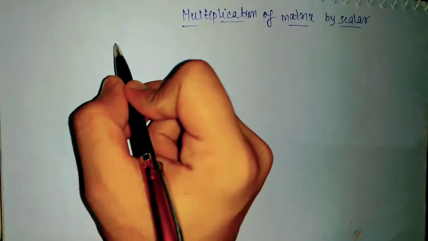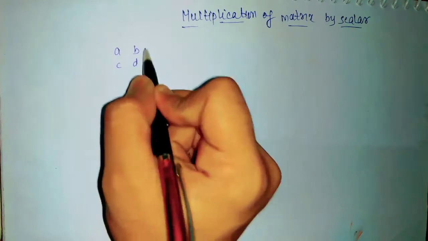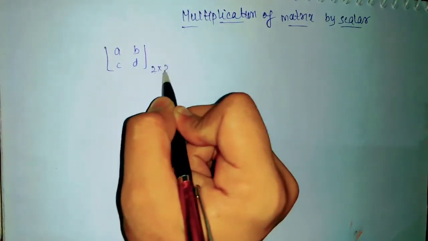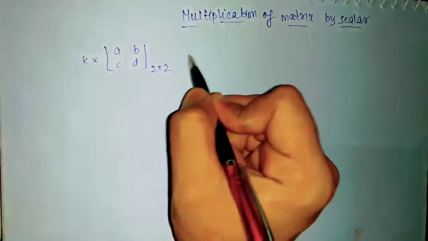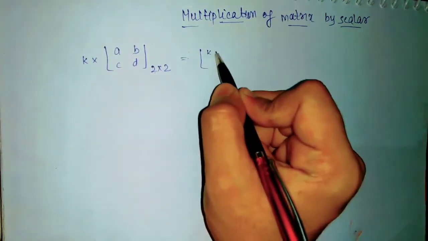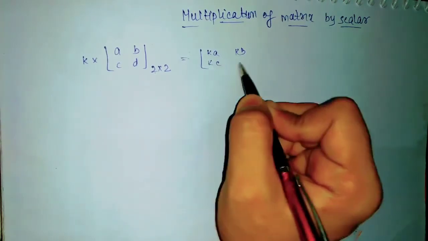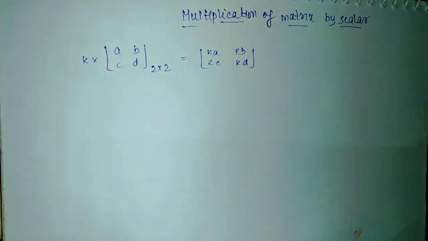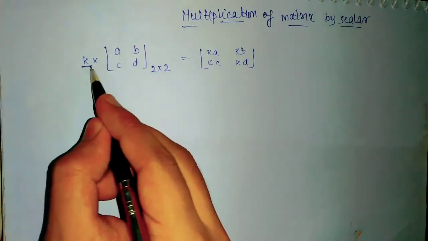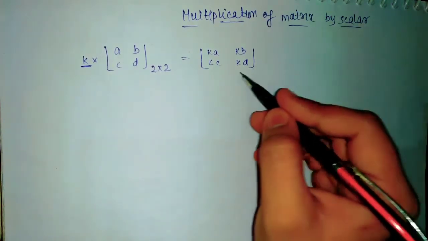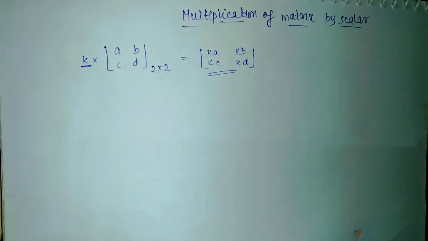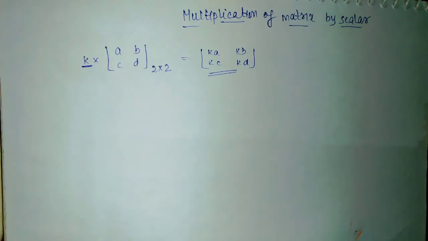Now take any matrix A, B, C, D. It is a square matrix of order 2 into 2. Now suppose we multiply a constant k in this, then what will we get? Ka, Kb, Kc, and Kd. Means that if we multiply a particular matrix by a scalar, remember this point, by a scalar, then that number gets multiplied to each and every element of that matrix. Okay.